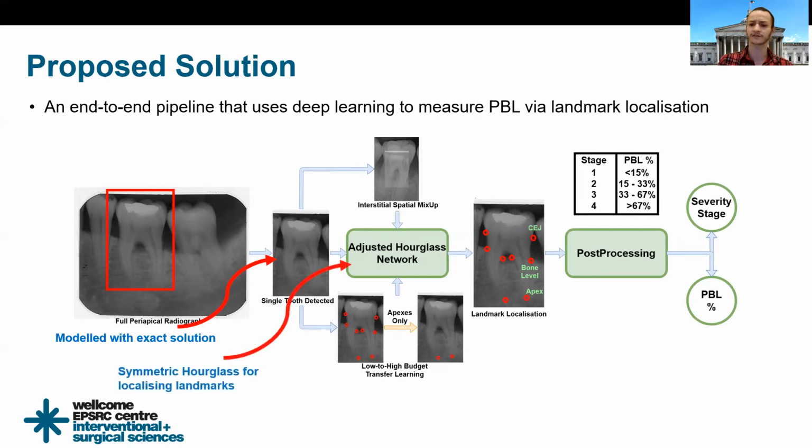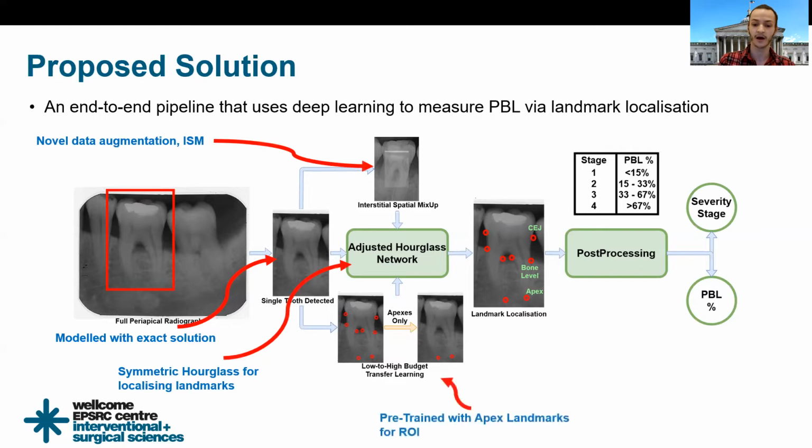We use a symmetric hourglass for localizing our landmarks, and we discuss this network in depth in the next slide. We have a novel data augmentation method, ISM, which is discussed throughout the presentation. However, you see an example here. We pre-train our network with apex landmarks just to establish the region of interest and make sure that the network is identifying the correct tooth and not getting distracted by the adjacent teeth, as we're not segmenting the teeth, like I say. And finally, we have our post-processing, which calculates the periodontal bone loss percentage and a respective severity stage based on these localized landmarks.